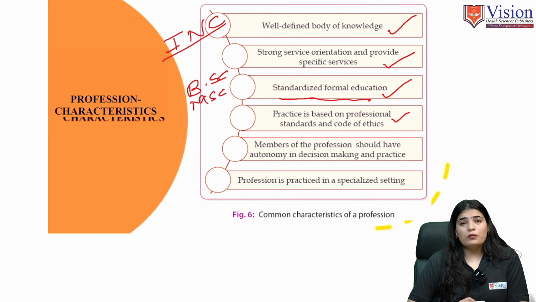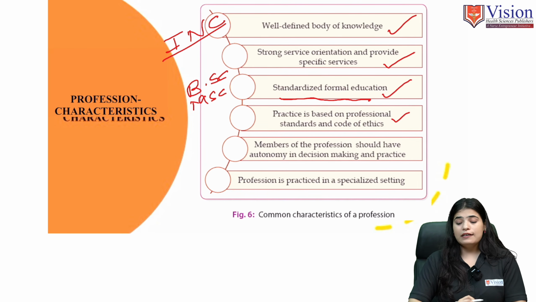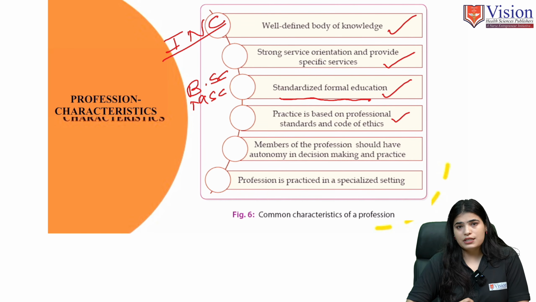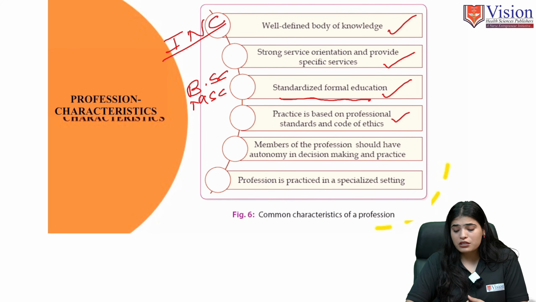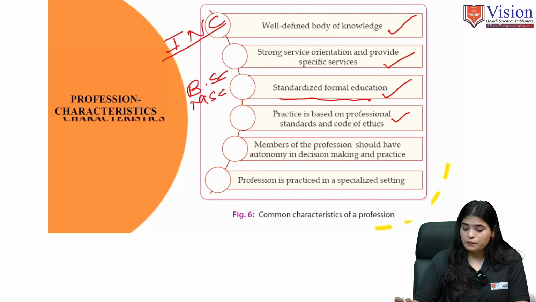Practice is based on professional standards and codes of ethics. So yes, there are professional standards in nursing, and there are codes of ethics in nursing too. Okay, and we also follow those. For example, autonomy: we have to care for the patient, and we have to be free from judgment. So there are so many things here, and there are professional codes of ethics in nursing.